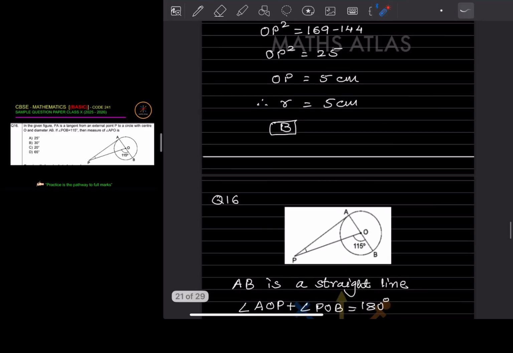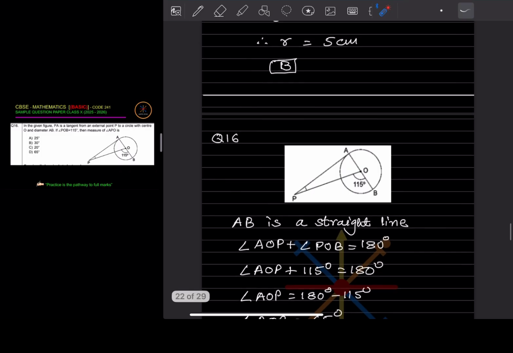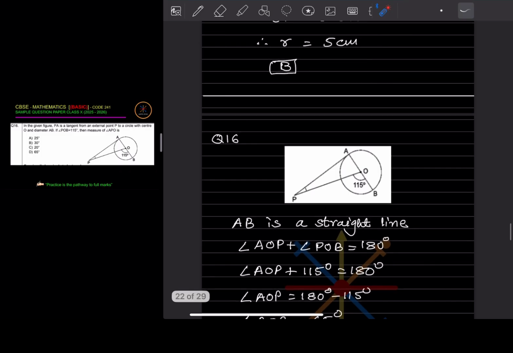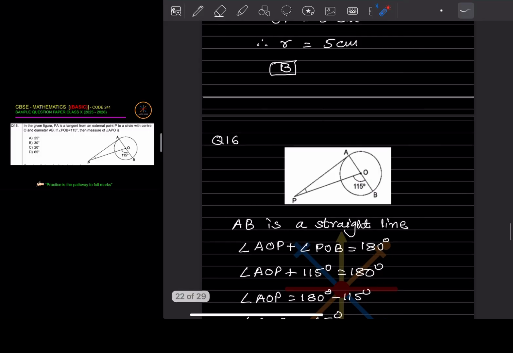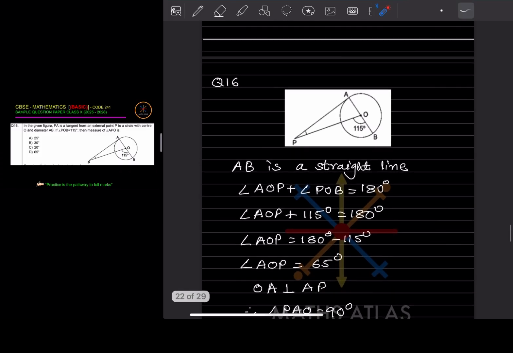So question number 16. In the figure, PA is a tangent from an external point P to a circle with center O, PO and diameter AB. If angle POB is equal to 115, then measure angle APO is. Now the same figure I have pasted over here. So now what we can see here, this is the center of the circle, and this is a straight line. Straight line means always this is going to be 180 degrees. So AB is a straight line.